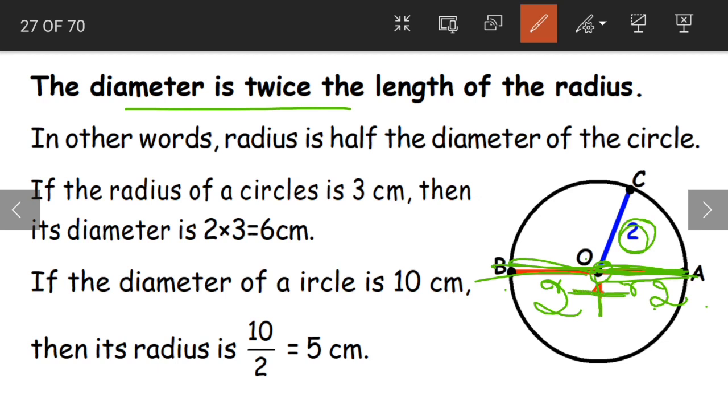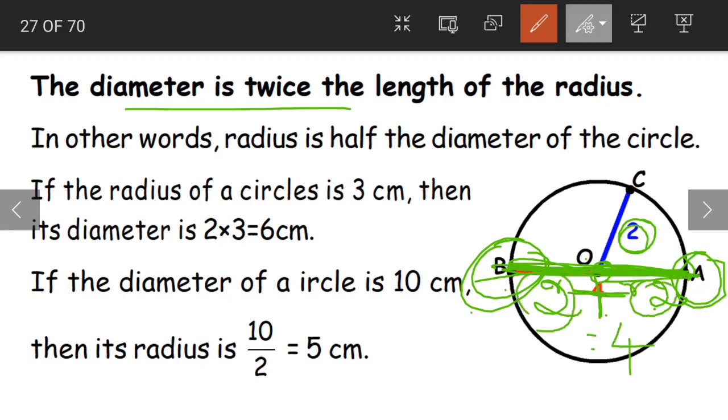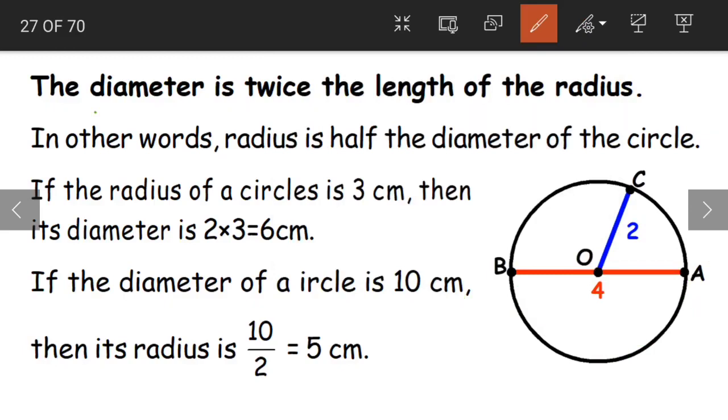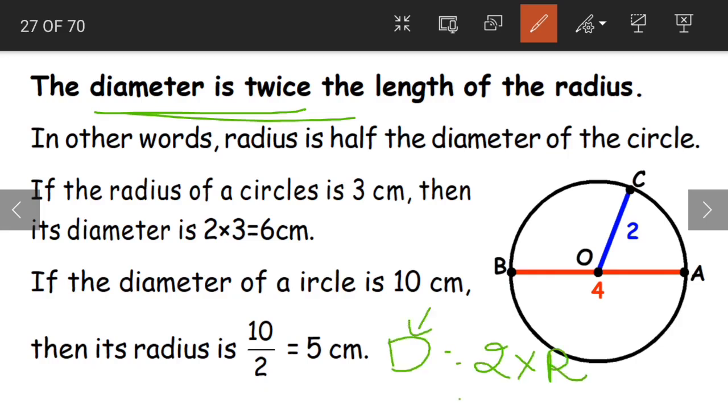When we combine these two together, what will be the length of the line segment BA, from B till A? So this entire length is equal to 2 plus 2, that is equal to 4. From this, we understand that the diameter is always twice the length of the radius. D is equal to 2 into R. D is nothing but the diameter, and R is the radius.